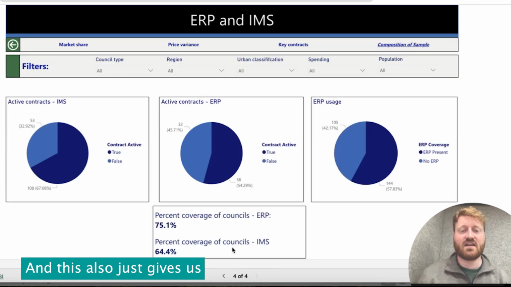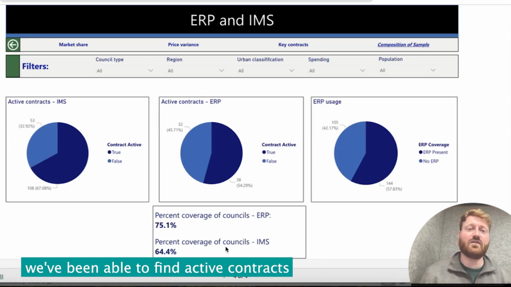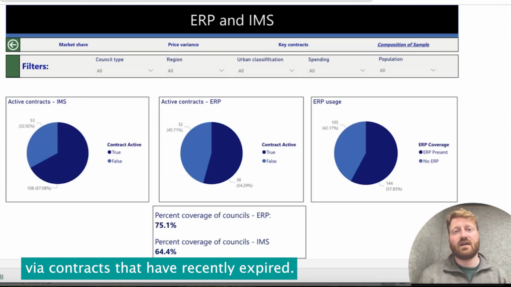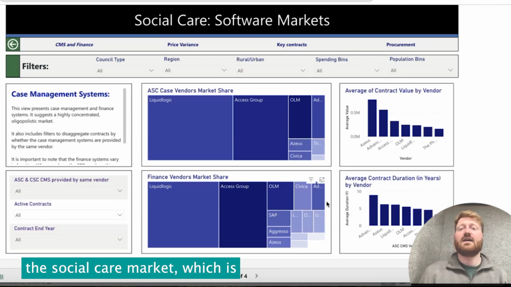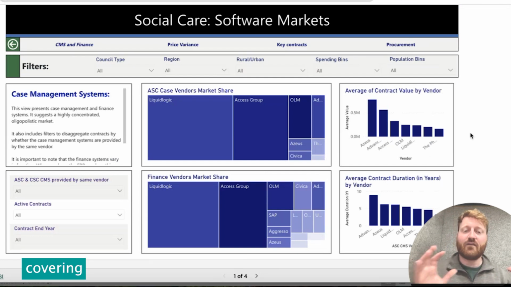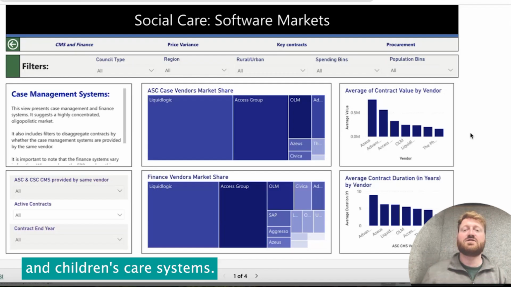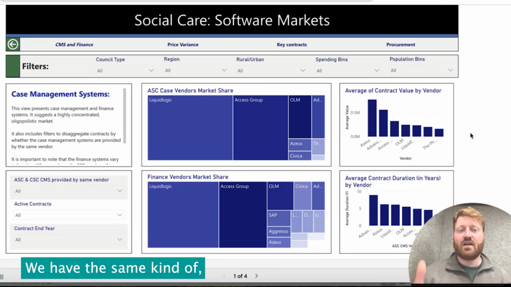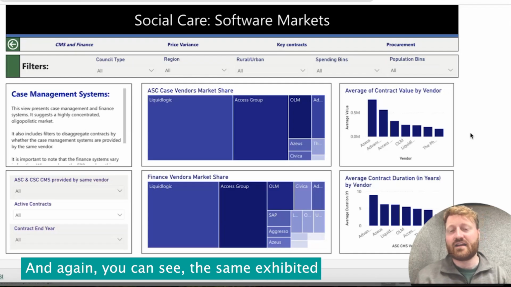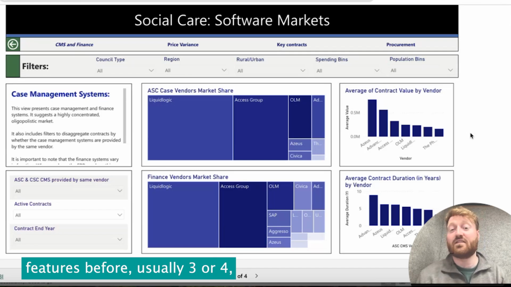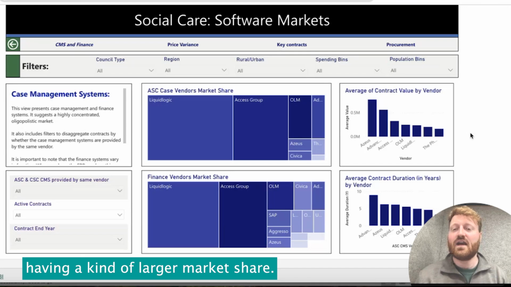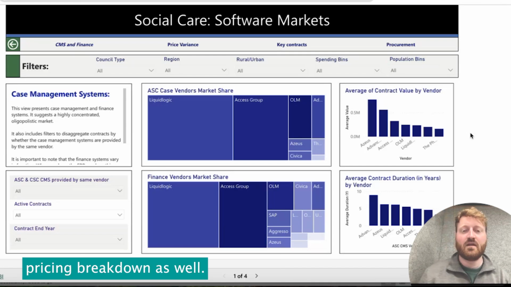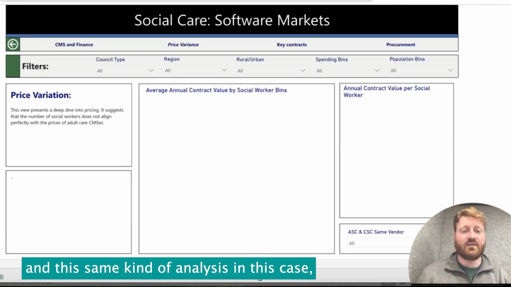This also just gives us an overview of where we've been able to find active contracts via contracts that have recently expired. And finally, we'll look at the social care market, which is covering both adult social care systems and children's care systems. We have the same kind of market segmentation analysis here. And again, you can see the same exhibited features as before, usually 3 or 4 software vendors having a larger market share. And we have the pricing breakdown as well.